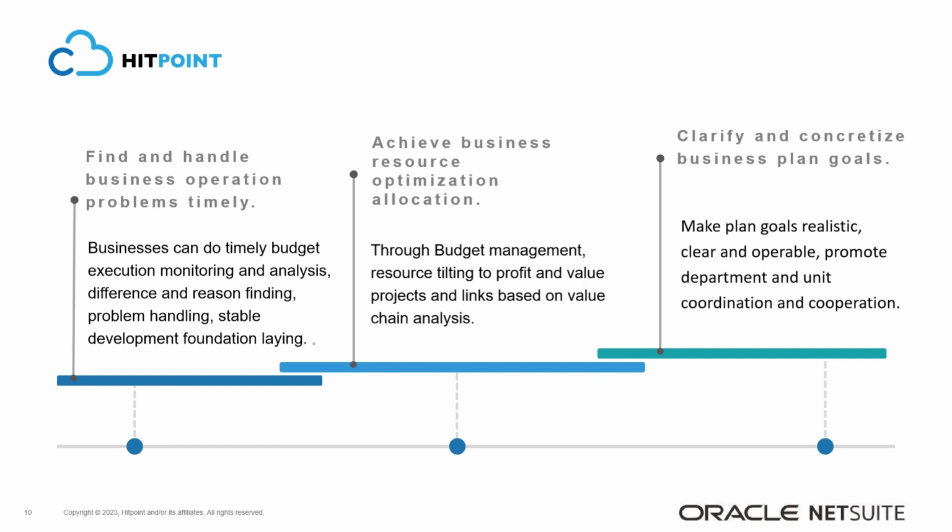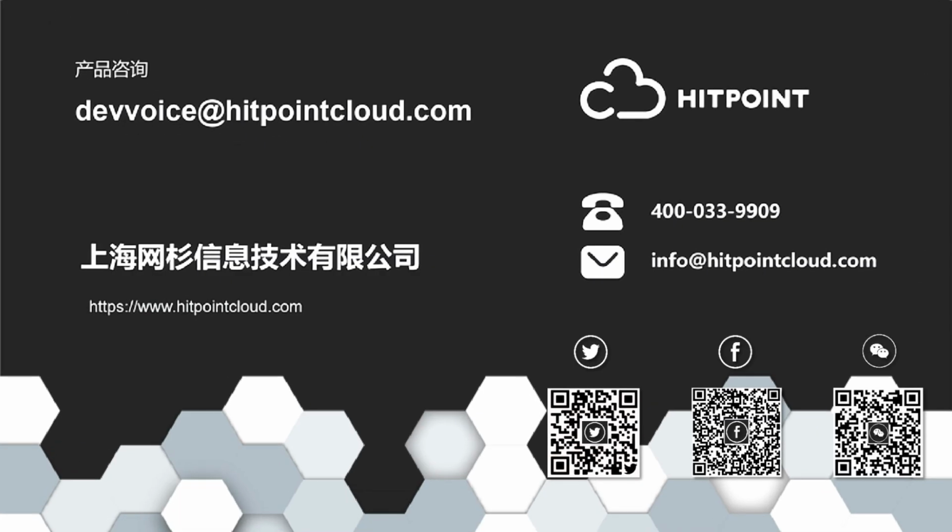Finally, concretize enterprise planning objectives. Combining external environment and own resource analysis, determine reasonable planning objectives, decompose them into budget indicators, and allocate them to departments and units. This makes the planning objectives pragmatic, clear, and actionable, and also promotes coordination and cooperation between departments and units. This is the introduction of the Project Budget Management System.